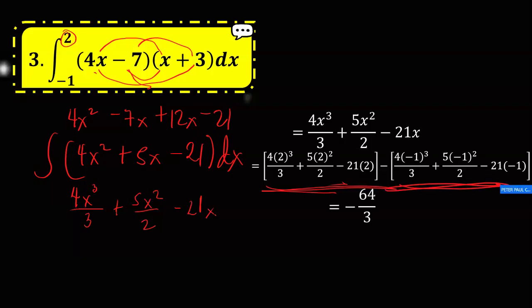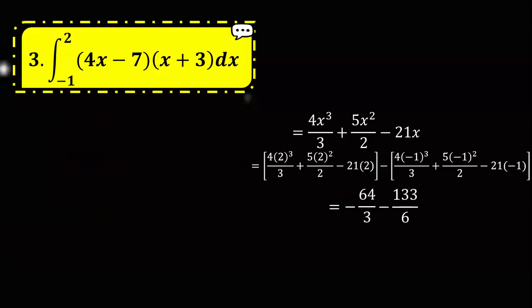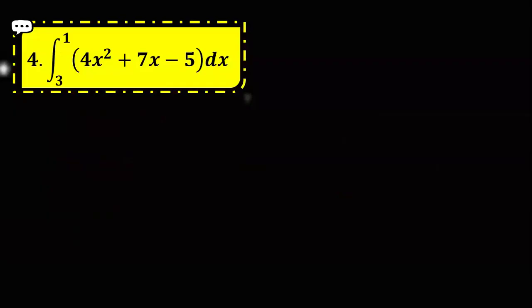Then substitute these values for the lower boundary. So that is negative 133 over 6. And then you subtract. The answer becomes negative 87 over 2. So that's just how simple it is. Let's have the next one. I think there is something wrong about this problem. Look at that one. It is the integral from 3 to 1.